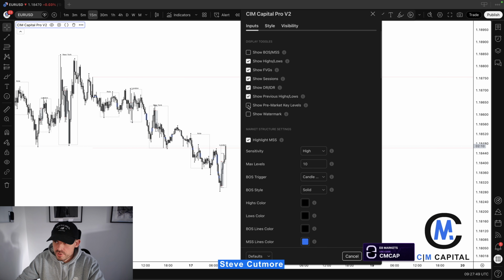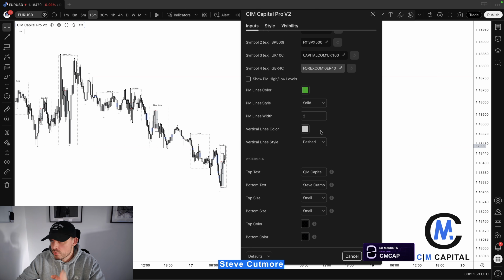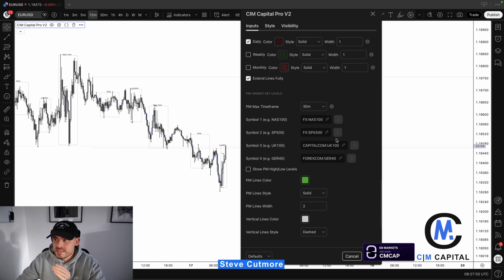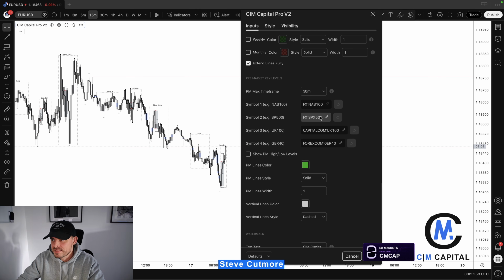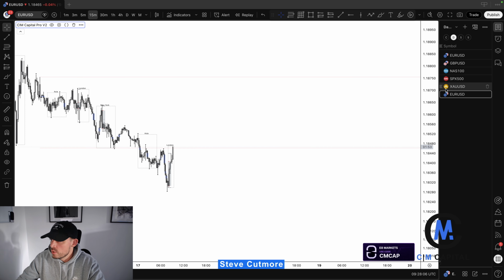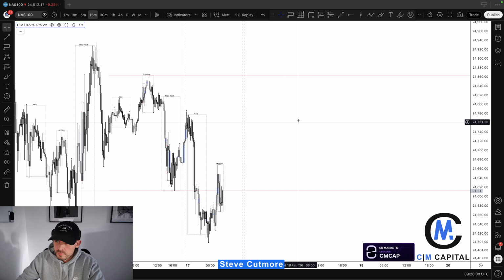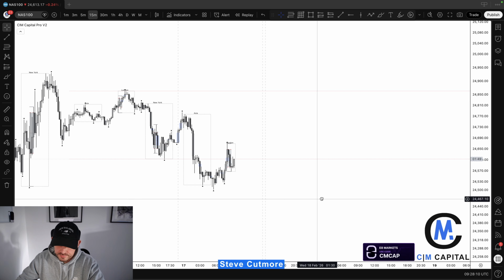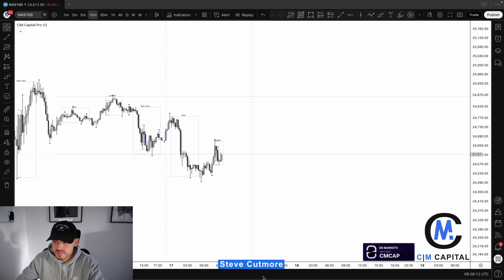Next one is pre-market key levels. A lot of people ain't going to be using this, so I will go over it, but it's not too important unless you trade the Nasdaq, the S&P, and things like the UK 100 and German 40. If you don't trade them, then you don't need to worry about it. But let me go to the Nasdaq chart. So basically, all it does, literally all it does, is plots out these vertical lines.